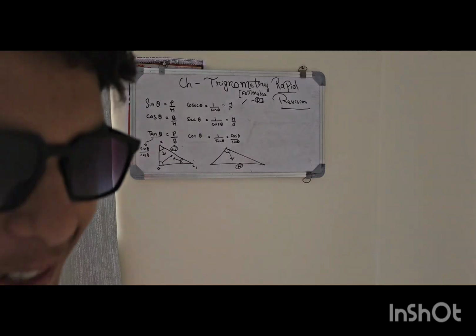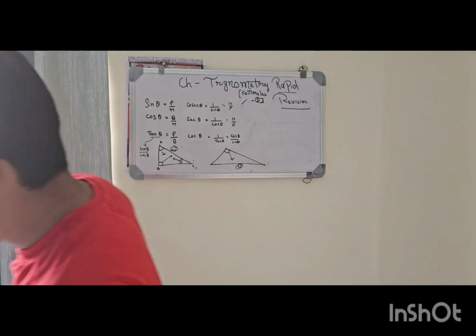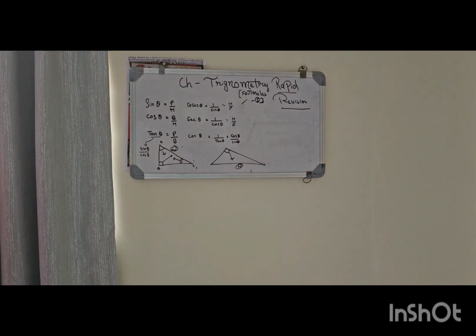Hello everyone, today we are going to learn trigonometry rapid revision part 1. We are going to learn all the formulas: sin theta, cos theta, tan theta. All your doubts will be cleared, so don't worry. So today we are going to learn all the formulas, okay? This is called chapter trigonometry rapid revision formulas.